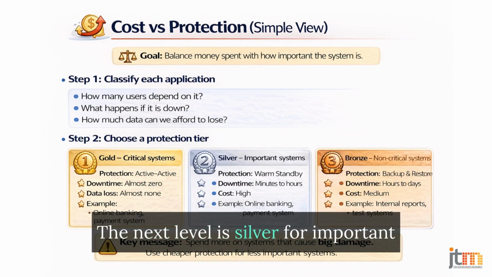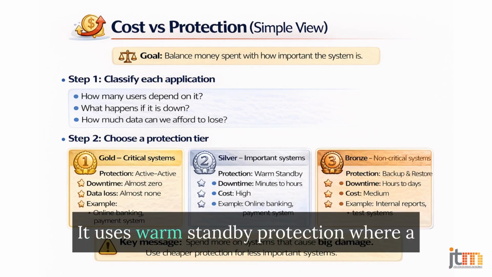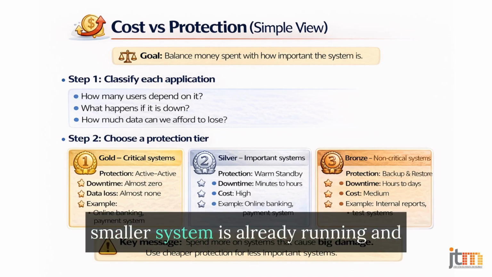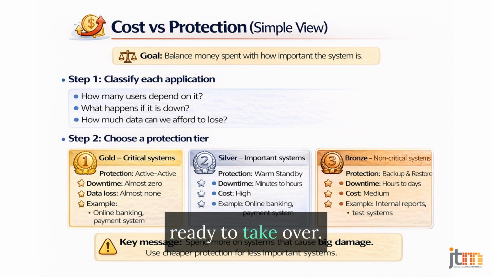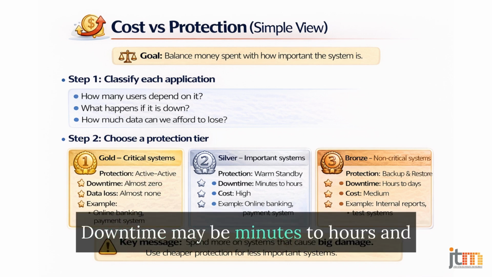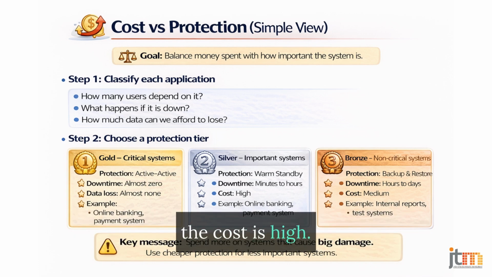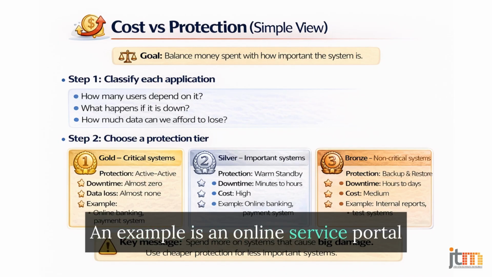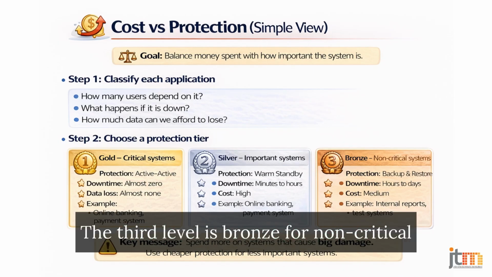The next level is Silver for important systems. It uses warm standby protection, where a smaller system is already running and ready to take over. Downtime may be minutes to hours, and the cost is high. An example is an online service portal used by many customers. The third level is Bronze for non-critical systems.